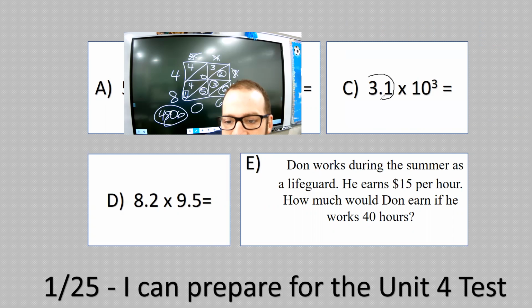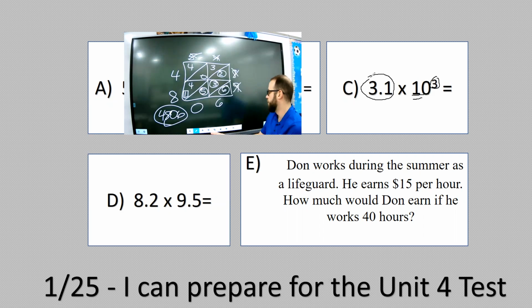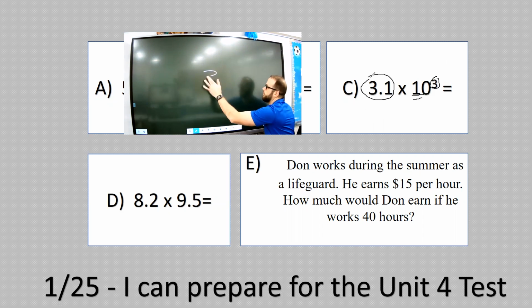Here we have a scientific notation problem. You're going to multiply 3.1 times 10 to the third power. Remember, 10 to the third power is really 10 times 10 times 10. It is not 10 times 3. So when you have 3.1, and then you could have infinite zeros going this way.